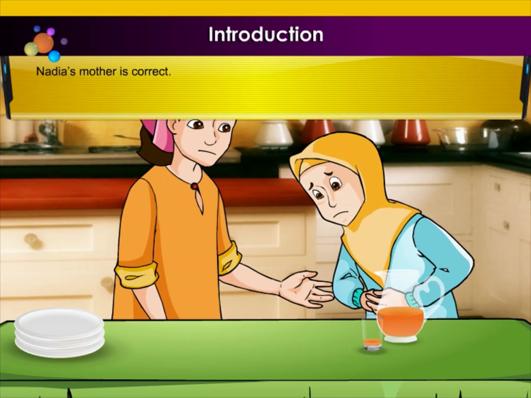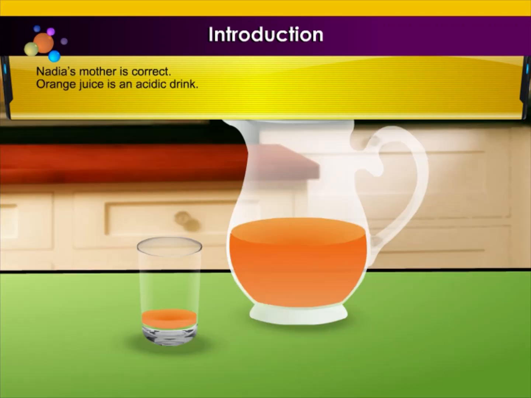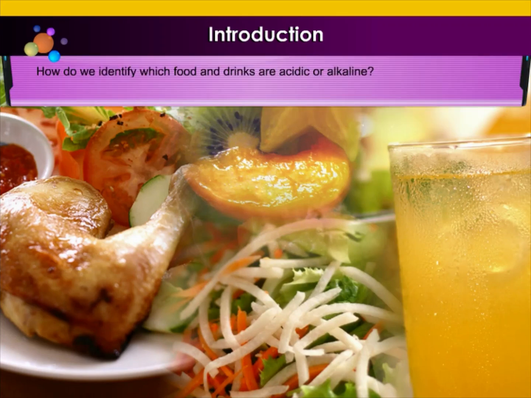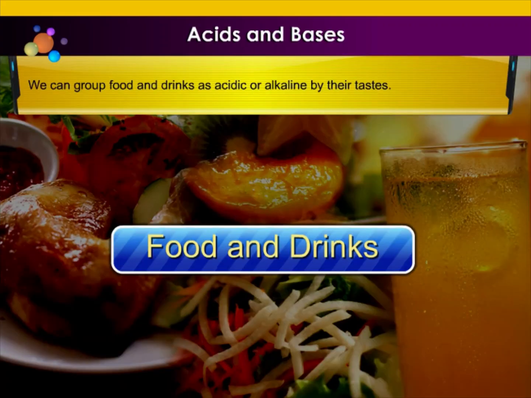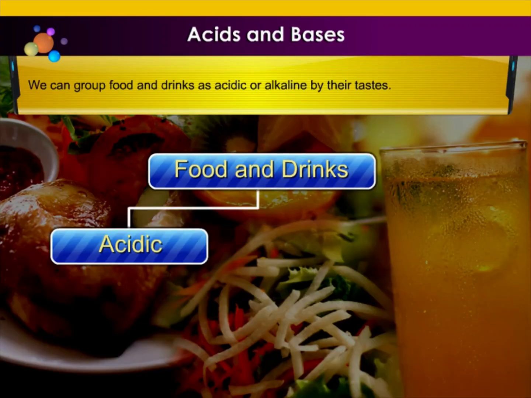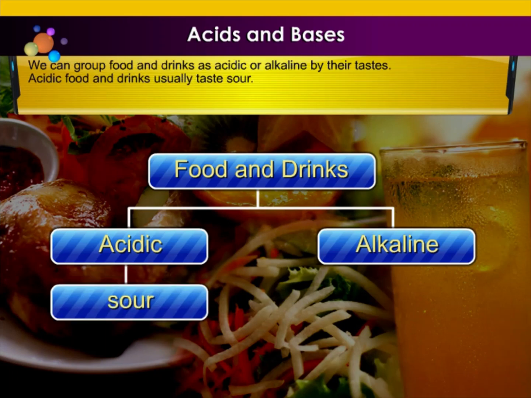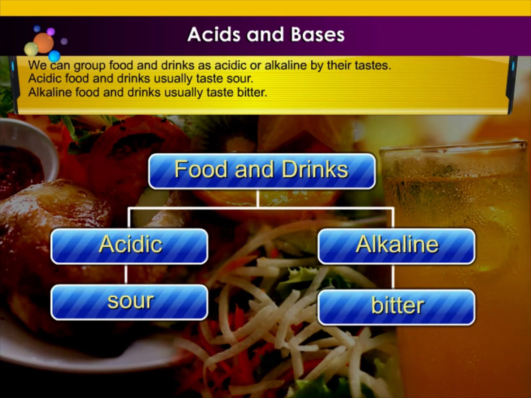Nadia's mother is correct. Orange juice is an acidic drink. Our food and drinks can be acidic or alkaline. How do we identify which food and drinks are acidic or alkaline? Think about this. We can group food and drinks as acidic or alkaline by their tastes. Acidic food and drinks usually taste sour. Alkaline food and drinks usually taste bitter.